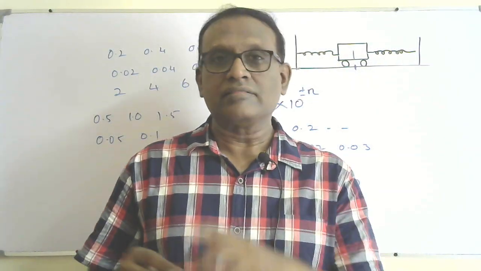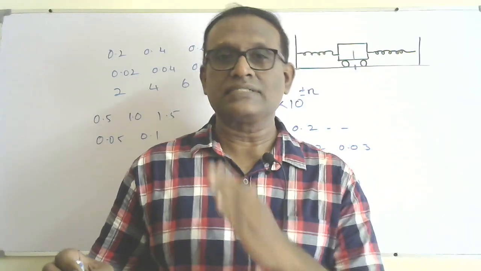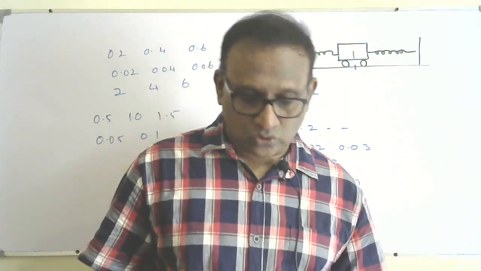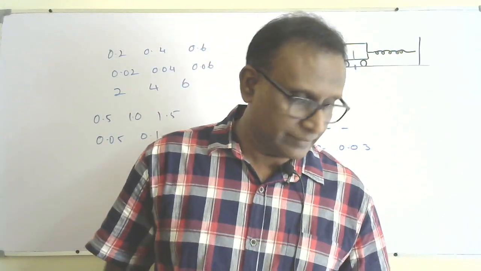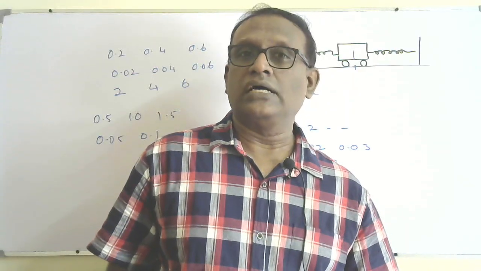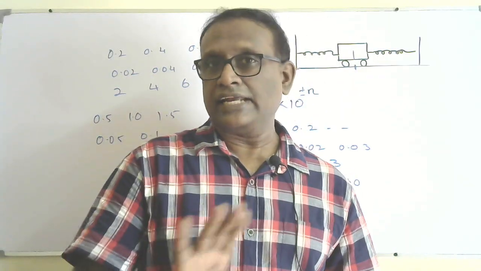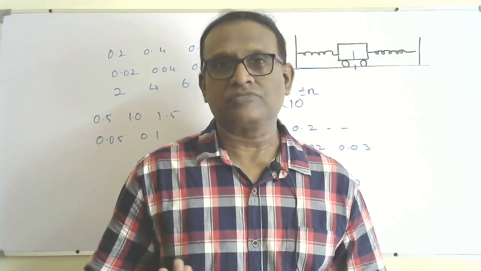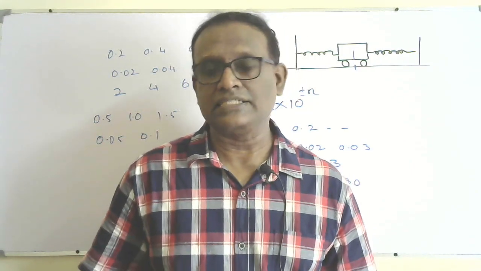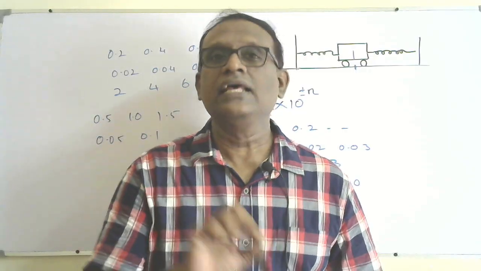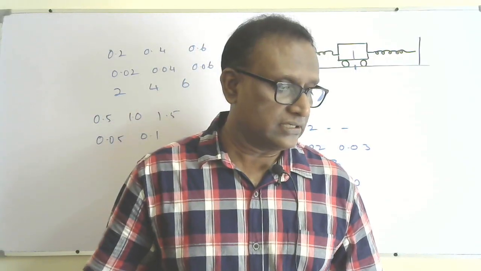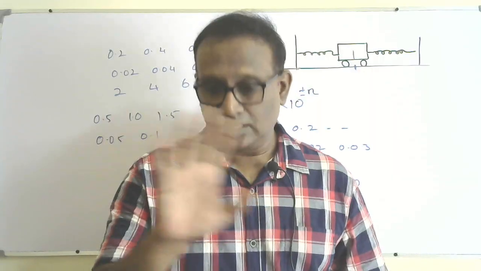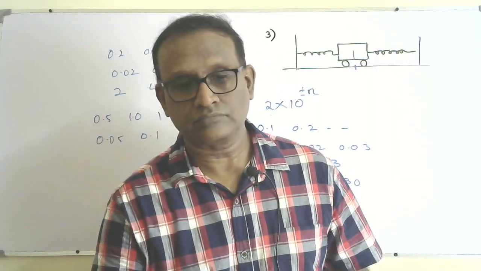We don't use 3, 6, 9, or 7, 14, 21. Those types of scales we normally don't use. Remember that. And also try to scale such that you are using at least more than 50% of the sheet given, something like 60%. So according to that, with a little bit of trial and error, you have to scale the graph paper.